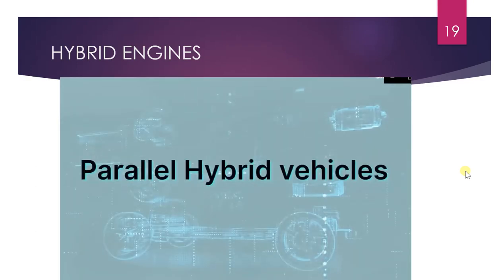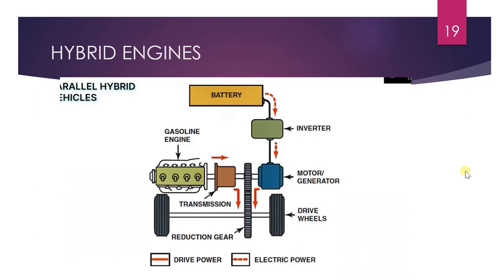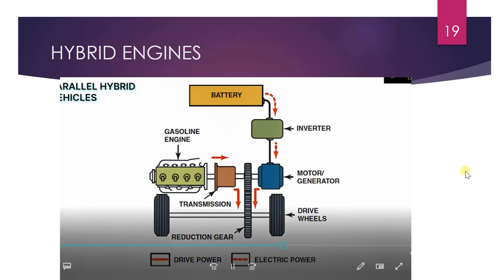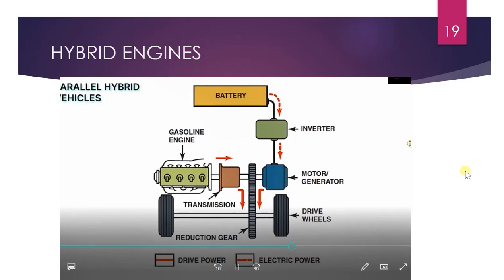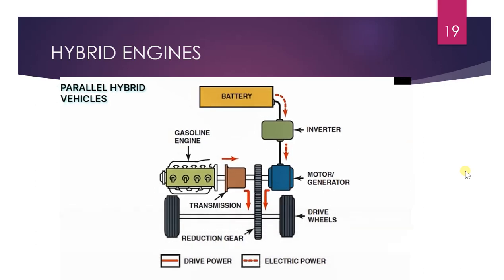To tackle this problem, the parallel hybrid vehicles were created. In parallel hybrid vehicles, multiple propulsion sources can be combined and used, or only one of the energy sources can be used. The vehicles using a parallel hybrid design can be powered either by the internal combustion engine alone or by the electric motor alone. The vehicle can also be powered by a combination of engine and electric motor.